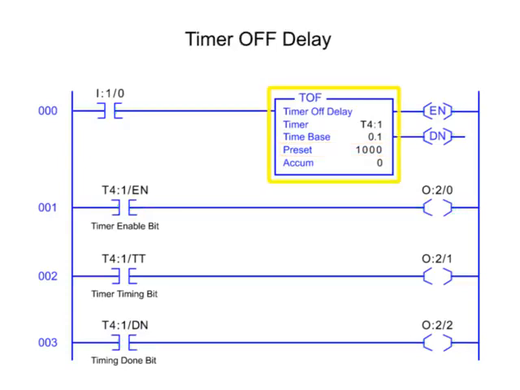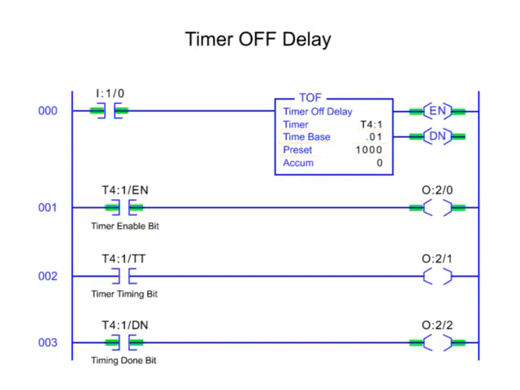The timer off delay instruction is used to turn an output on or off after the timer has been off for the preset time interval. Similar to the timer on delay, the timer off delay timer uses the same control bits, time base, and preset functions.